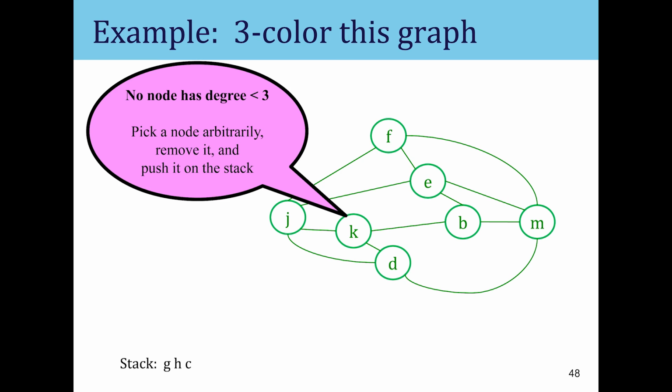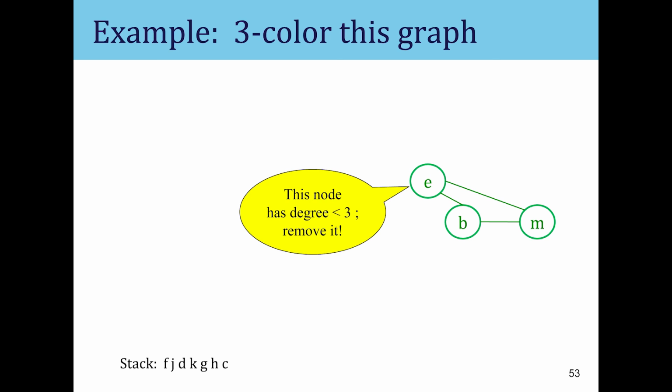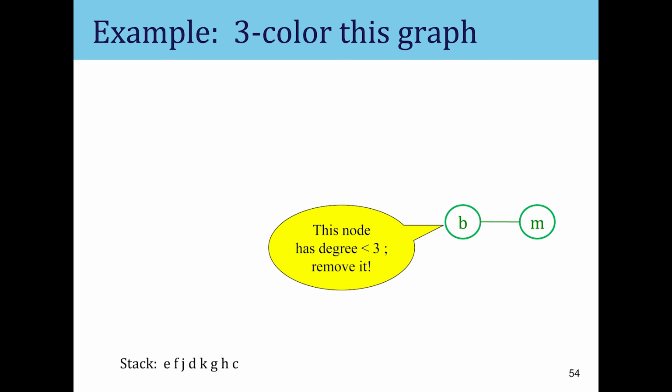Now, there's no low degree node. Every node has degree at least 3. So we'll pick a node. There are some heuristics for which node to pick, but it doesn't matter. We'll pick K, remove it, and push it on the stack. This is actually Briggs's adjustment of Chaitin's algorithm. Color the rest of the graph, as I've shown.